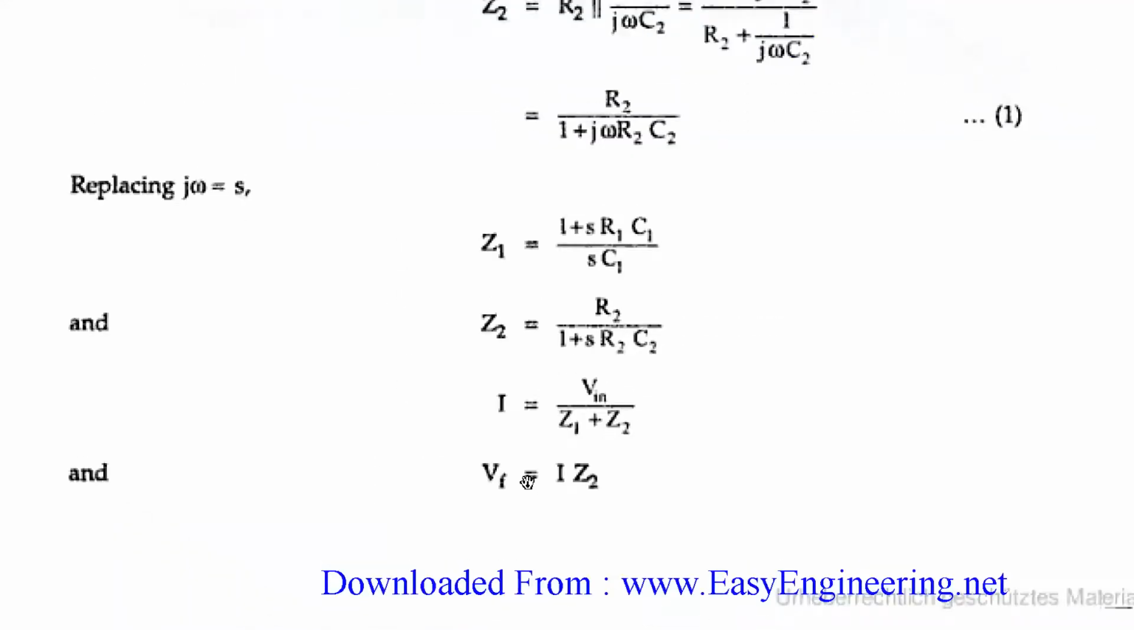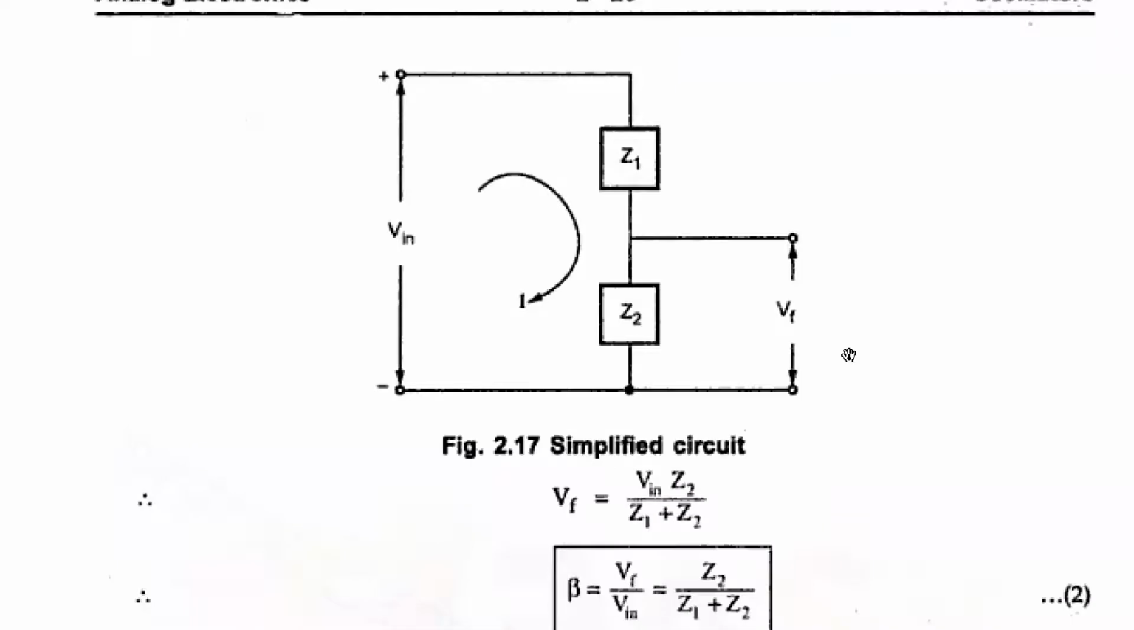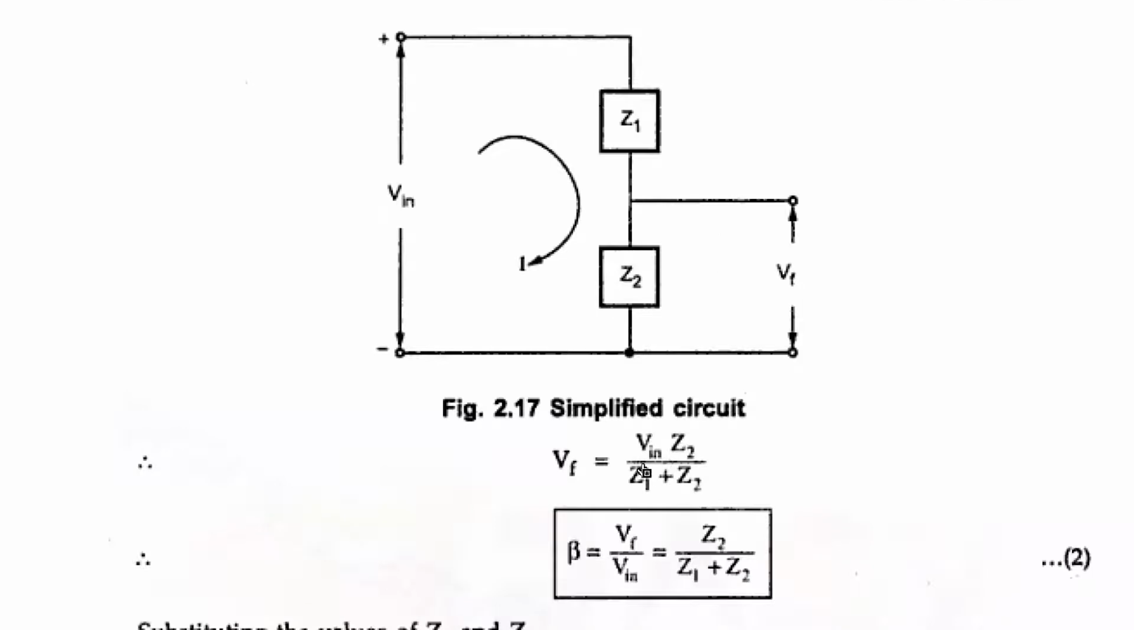So this is nothing but the derivation of the voltage divider formula. What is the formula? VF is V in into Z2 by Z1 plus Z2. Total voltage into the same resistor where we are finding the voltage, divided by the sum of the two. The same thing is valid for impedance also.